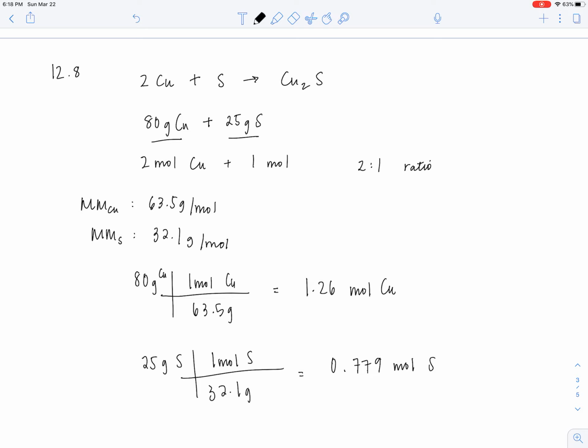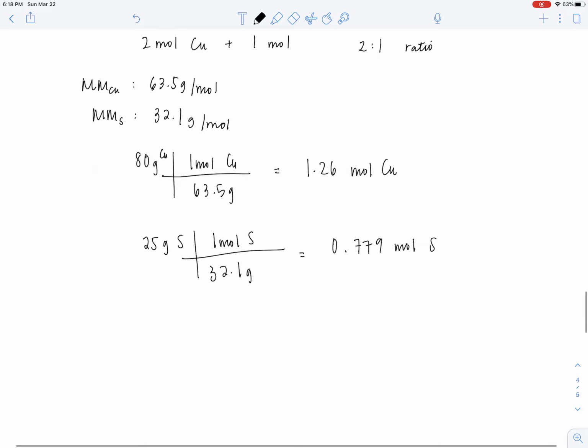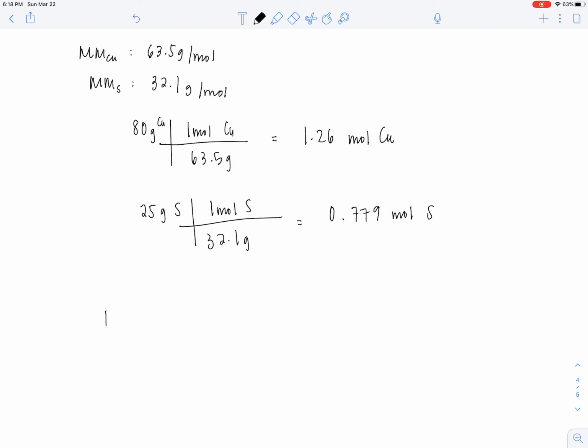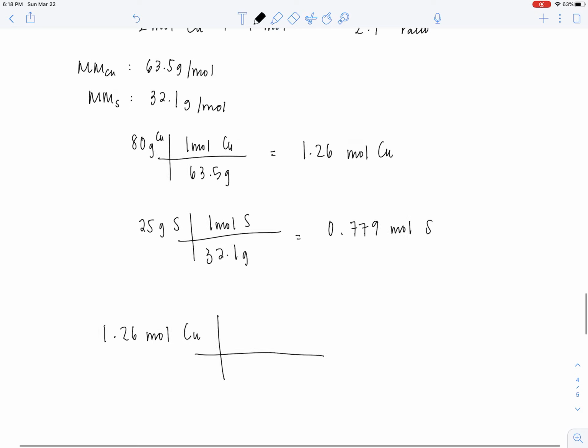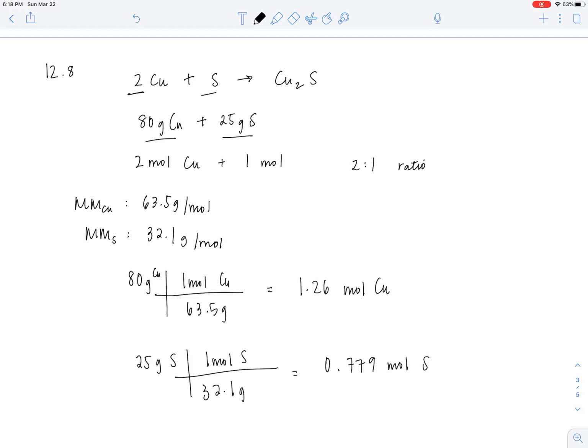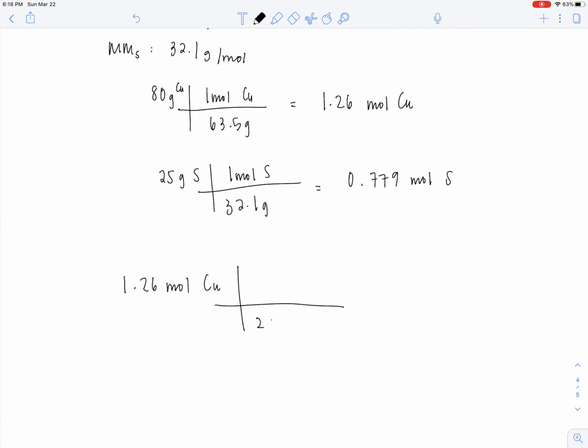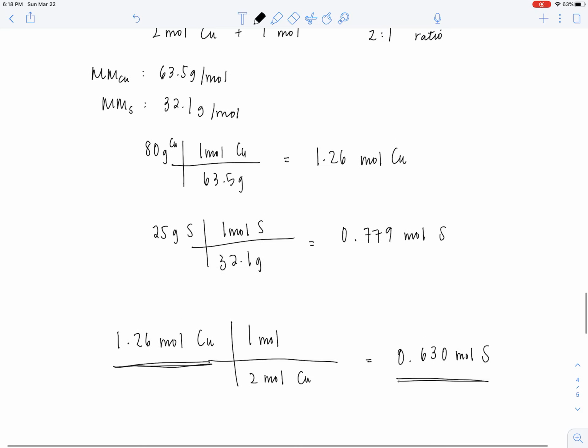So now we need to convert our moles of copper to our moles of sulfur, and you can do this either way. I'm just going to start with copper, and I'm going to say 1.26 moles of copper. And then I'm going to go from one to the other. So I know that I have a 2-to-1 ratio, so 2 moles of copper is 1 mole of sulfur. And when I plug and chug, I get 0.630 moles of sulfur. What that means is that for every 1.26 moles of copper, I need 0.630 moles of sulfur.